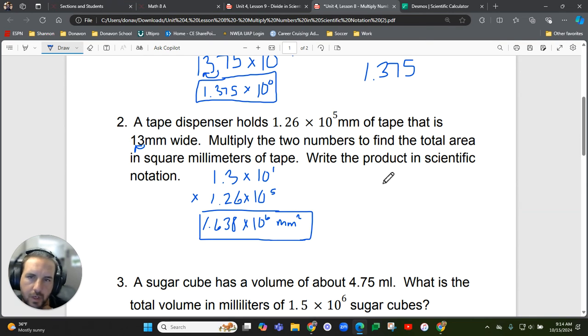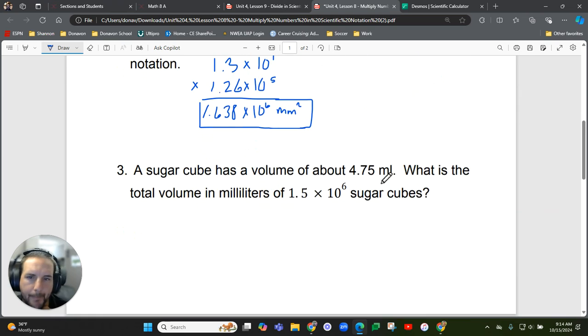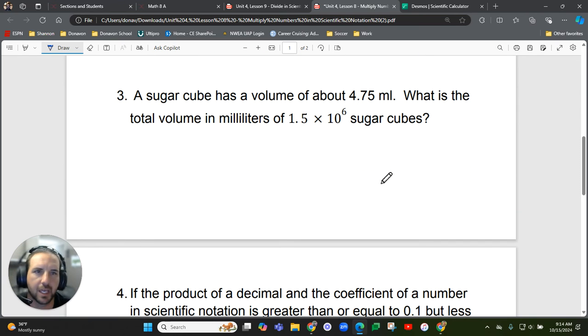And that's it for that question. All right, question number 3, again, same thing. Oh, this one's asking for the volume. So it says a sugar cube has a volume of 4.75 milliliters. I think that's supposed to be, no, yeah, milliliters. What is the total volume in milliliters of 1.5 times 10 to the 6 sugar cubes?